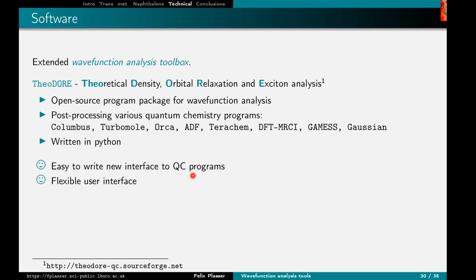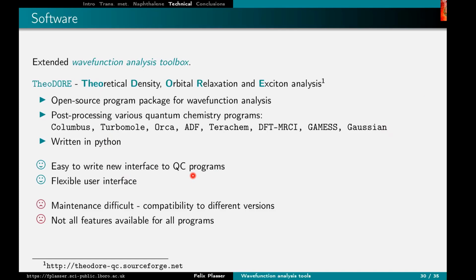There's a flexible interface for the user. The downside is that the maintenance is difficult because different programs might change the interface, and also not all features are available in all the programs. So it's a bit of a mess to keep up all these interfaces.